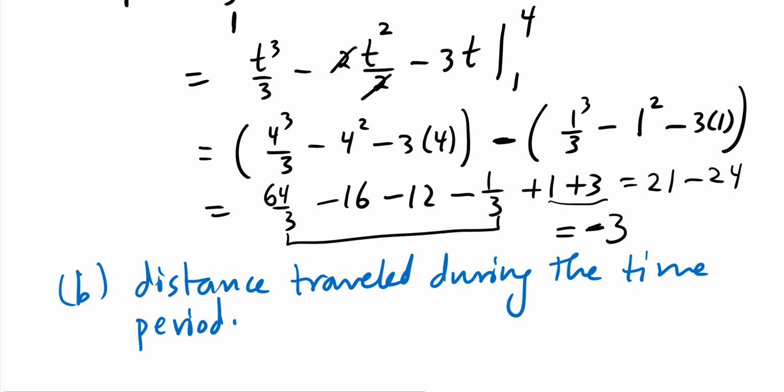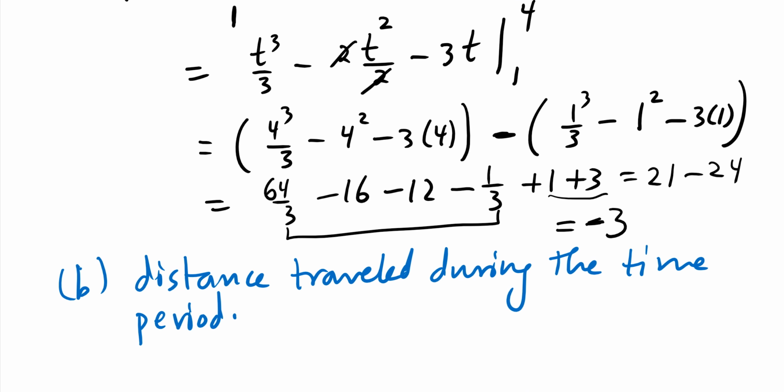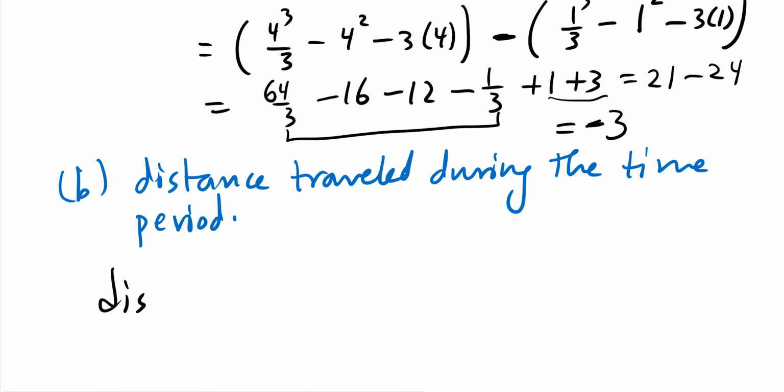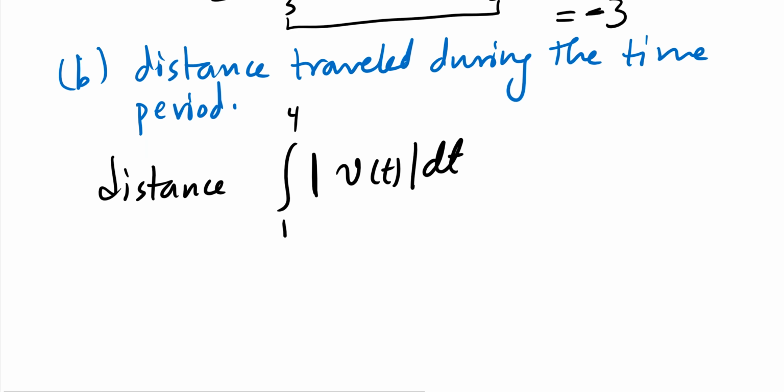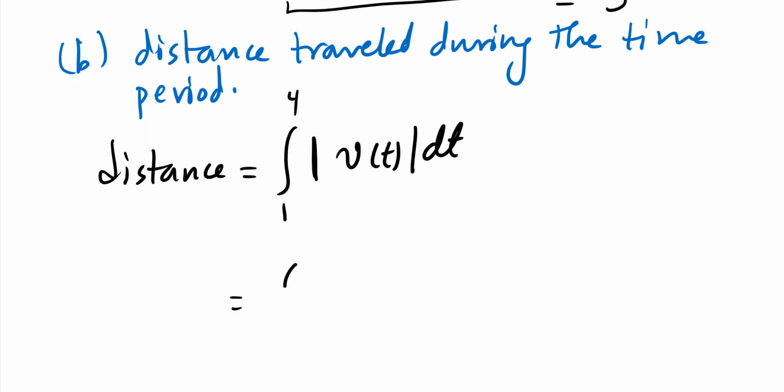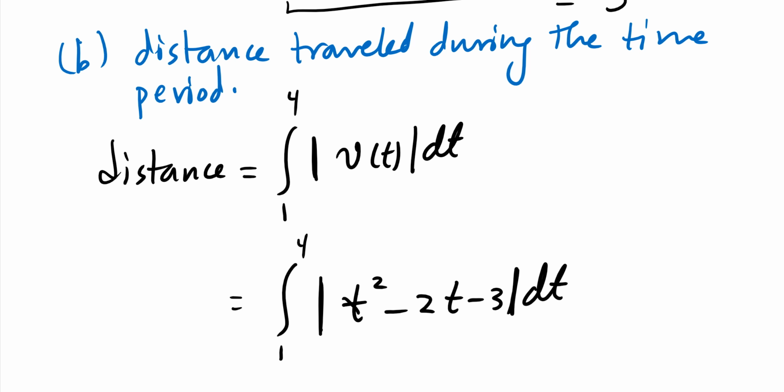As another example, find the distance traveled during the time period that was given, from 1 to 4. We defined the distance earlier as the integral from 1 to 4 of the absolute value of v of t dt. So what do we have here? This is the integral from 1 to 4 of the absolute value of t squared minus 2t minus 3. So how are we going to integrate this one?